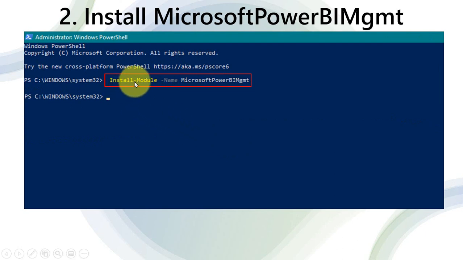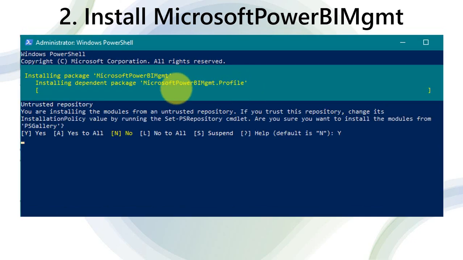you have to Install-Module -Name MicrosoftPowerBIMgmt. These two steps you have to do the very first time if you are doing this. If you are doing it on a repeated basis, then these two steps are not required. Once you try to install this one, it will give this message asking if you want to install it or not. Yes, then it will install the package on your system.